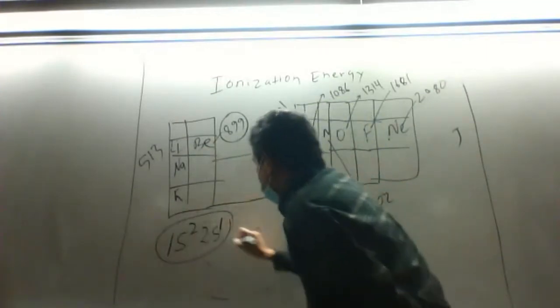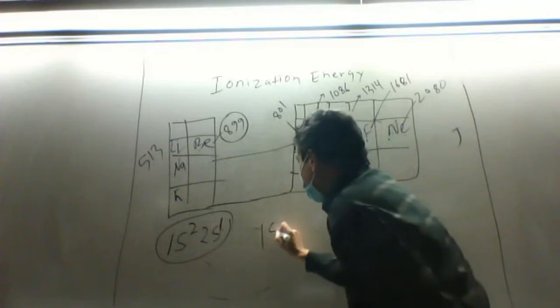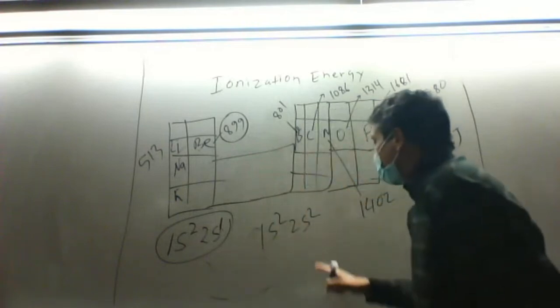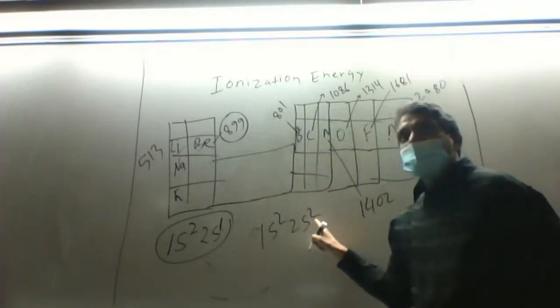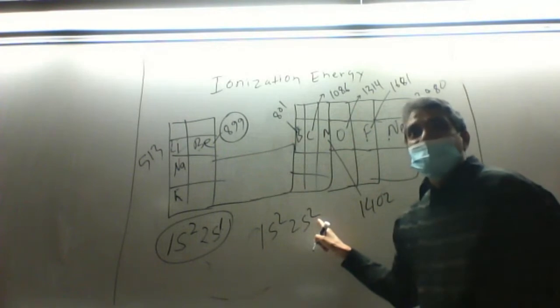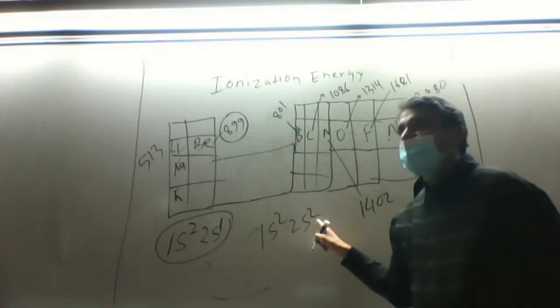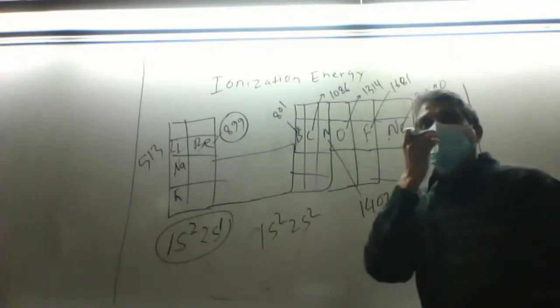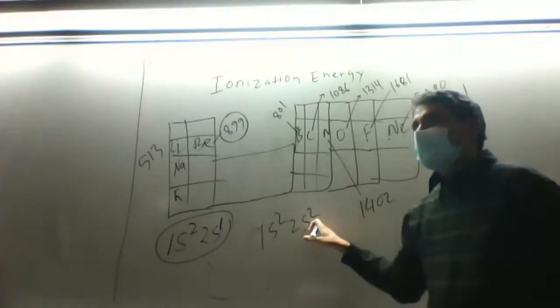Now let's go to beryllium, which would be number 4. So this is lithium. For beryllium, it is 1s2 2s2. Now you need to remove the electron from this fully filled s orbital. So it takes a lot of energy if you want to remove an electron from the fully filled orbital.